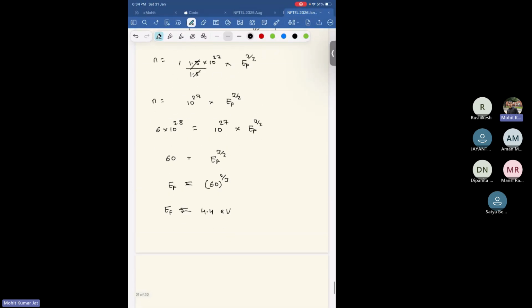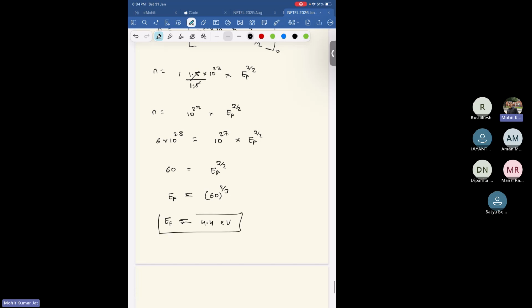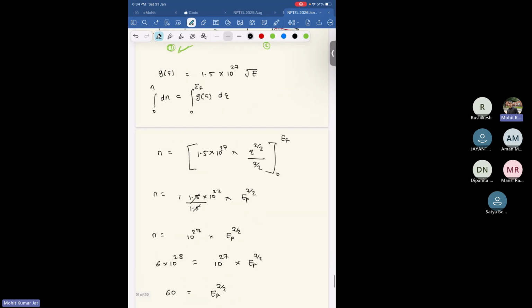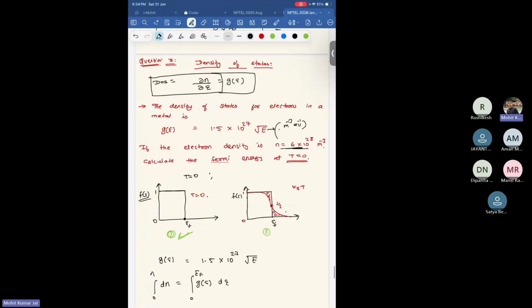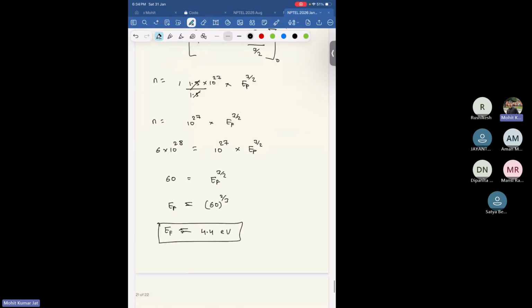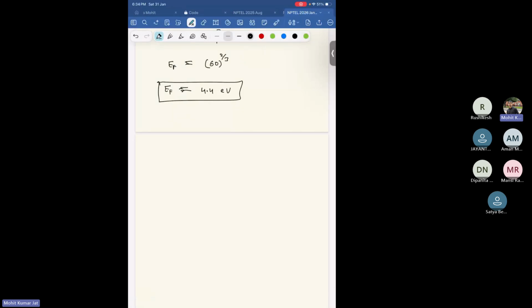So this is how you calculate the Fermi energy. If your density of state is given, then the relation which goes is density of state is del N by del E, energy, equals density of state. G is given, you integrate it to get the answer in the form of number density and the Fermi energy. And then if the number density is given, you can back calculate the Fermi energy EF, and that turns out to be 4.4 eV. Is there any question on this one?